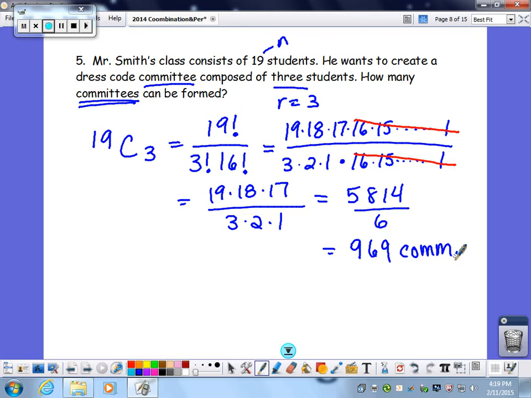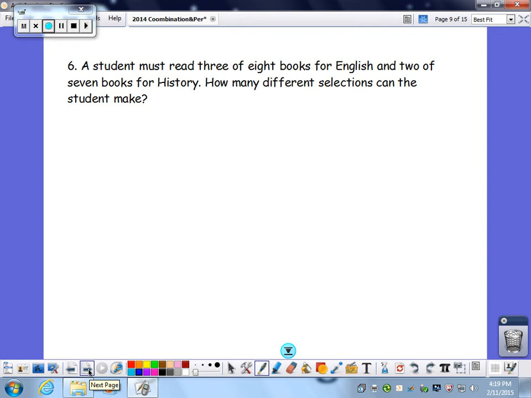All right, let's look at another one here. A student must read 3 of 8 books for English, and 2 of 7 books for math. In math, and means multiplication, so when you see and, think multiplication. This is kind of a compound problem. How many different selections can the student make? Now, we read 3 books, and it doesn't matter what order we read those 3 books in. We're going to read the same 3 books, so order doesn't matter here. This is going to be a combination. We're going to do 2 separate combinations, and because it's and, we're going to multiply those two answers together.